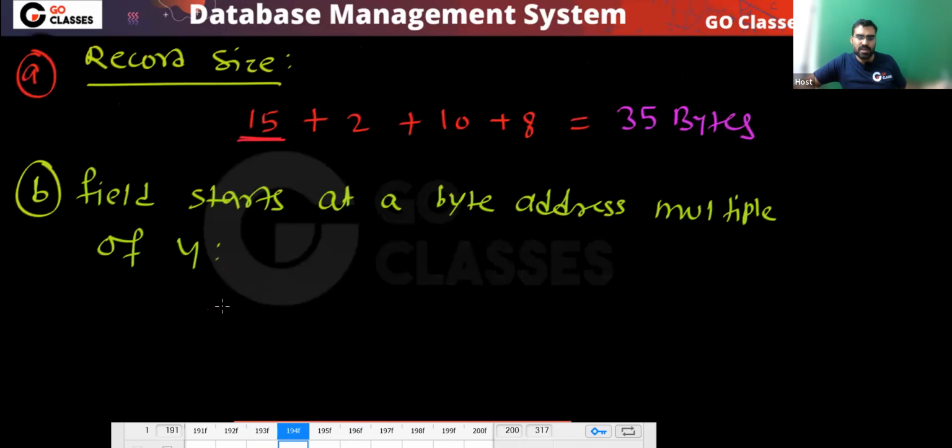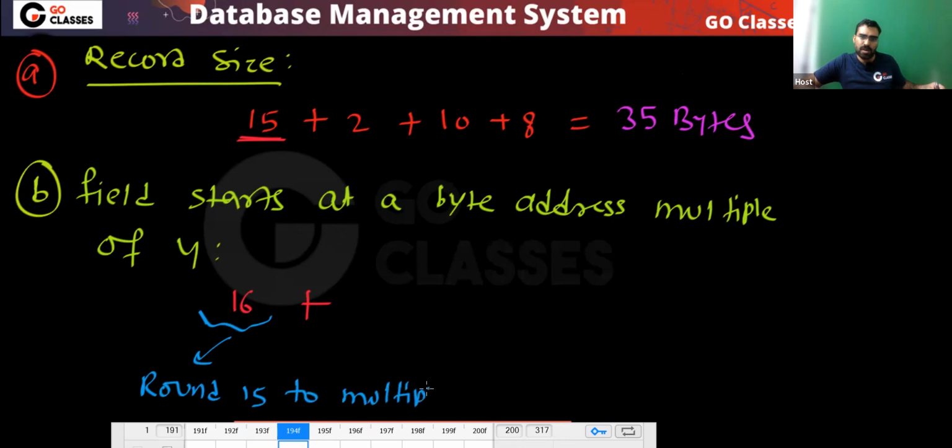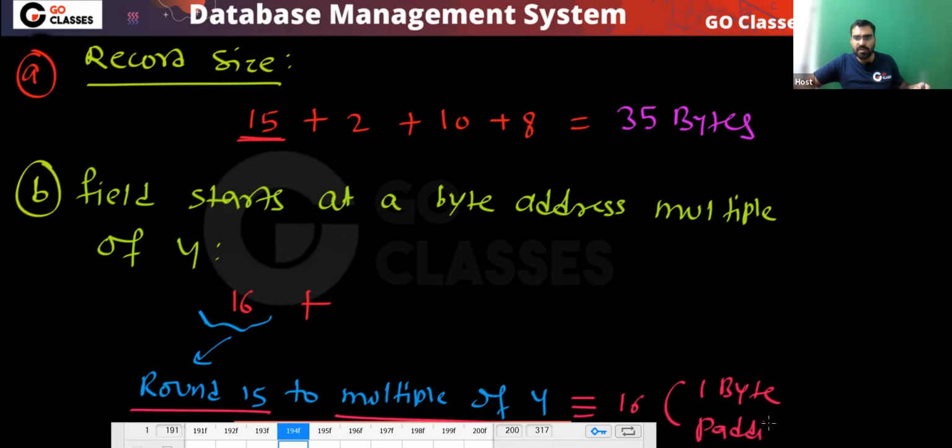The first field, how much space will it take? It will take 16, right? Because you can round 15 up to a multiple of 4. Is this clear? Round 15 to a multiple of 4, that will be equal to 16. So 1 byte of padding we will do. This is called 1 byte padding.